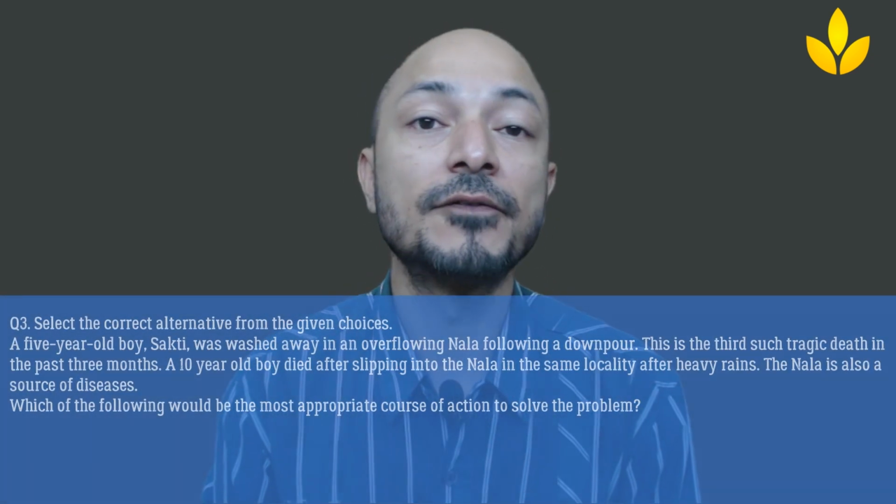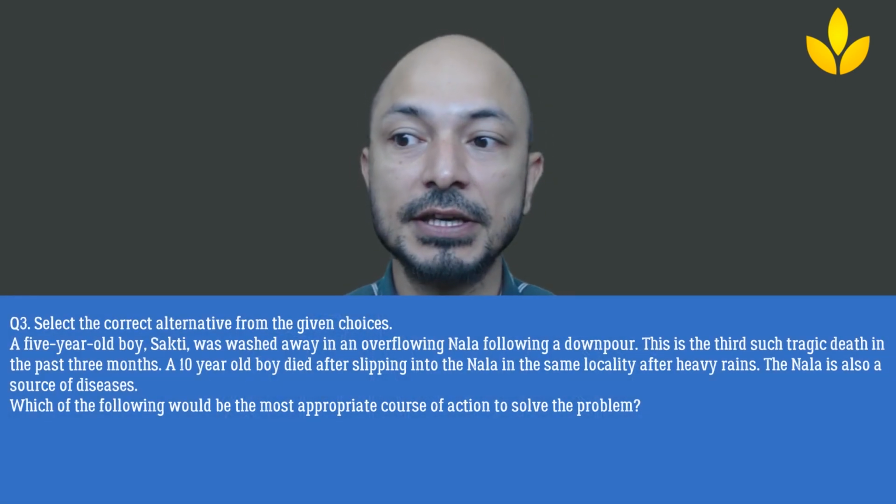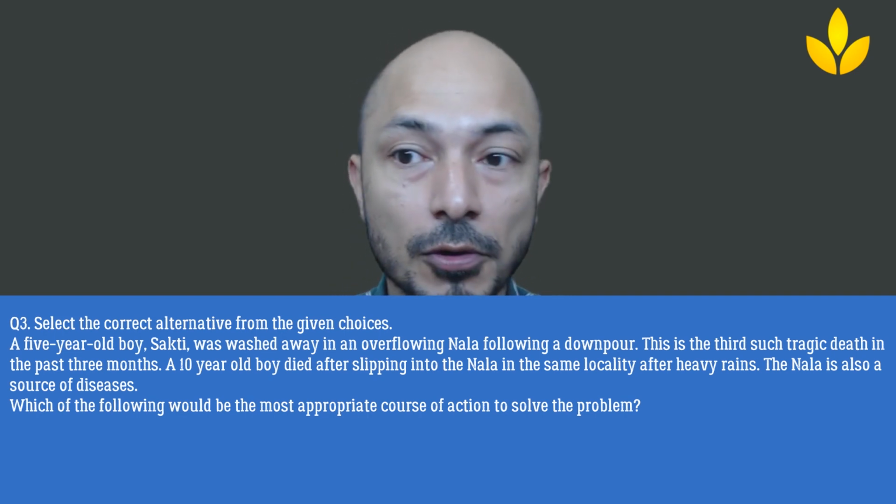Hello and welcome. We are here with the verbal section of the Wipro pattern papers, and coming to question number 3, this is again about sentence inference. So it says, select the correct alternative from the given choices, and the passage reads, a 5-year-old boy, Shakti, was washed away in an overflowing nala following a downpour.